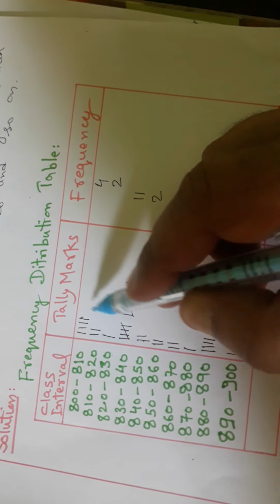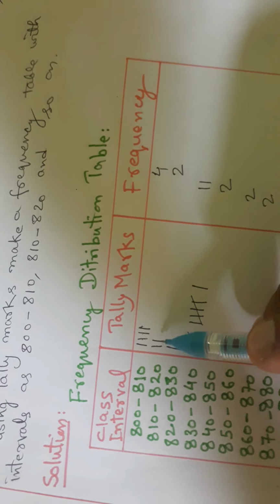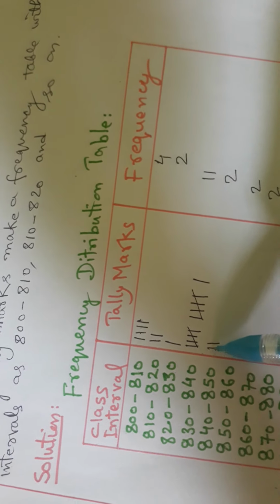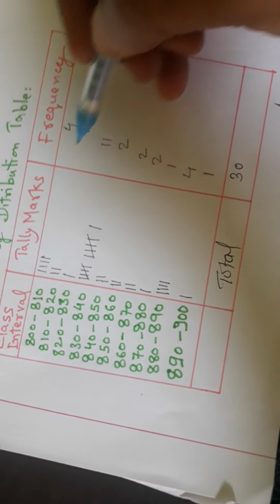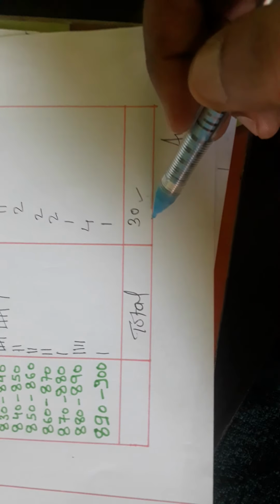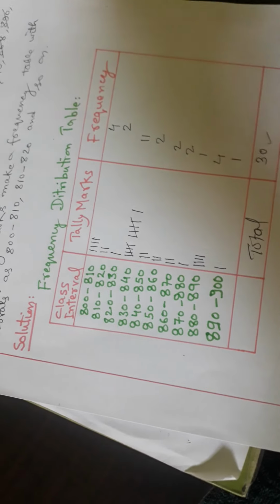If you count here, the total is 1, 2, 3, up to 30. The same here: 4 means 4 lines, 2 lines mean 2. When you add it, you must get 30, because these are the wages of 30 workers. So the total frequency should come to 30. When you get 30 in this case, the answer is correct. If the total is not 30, something is wrong and you have to check it again.